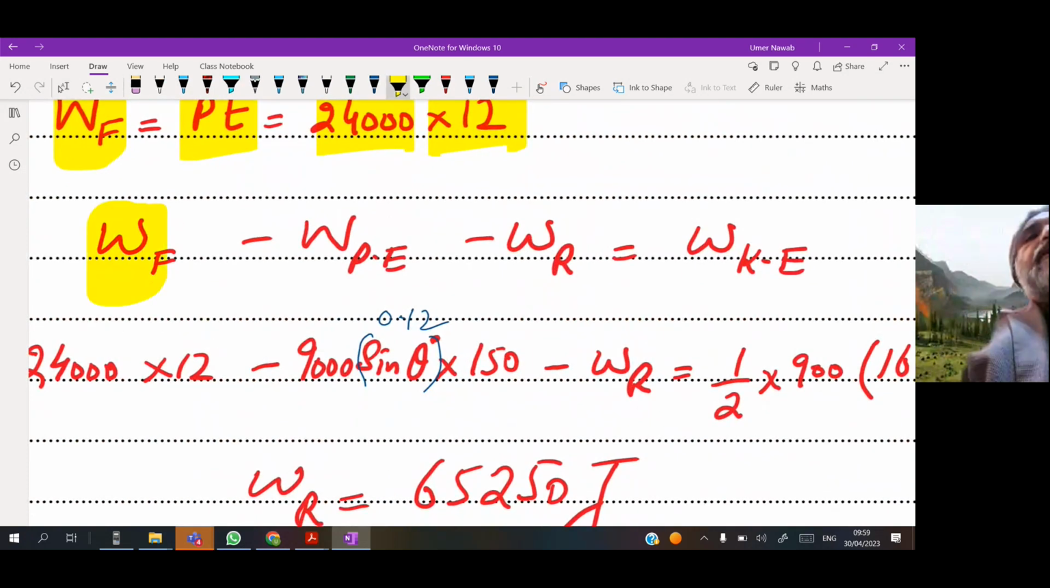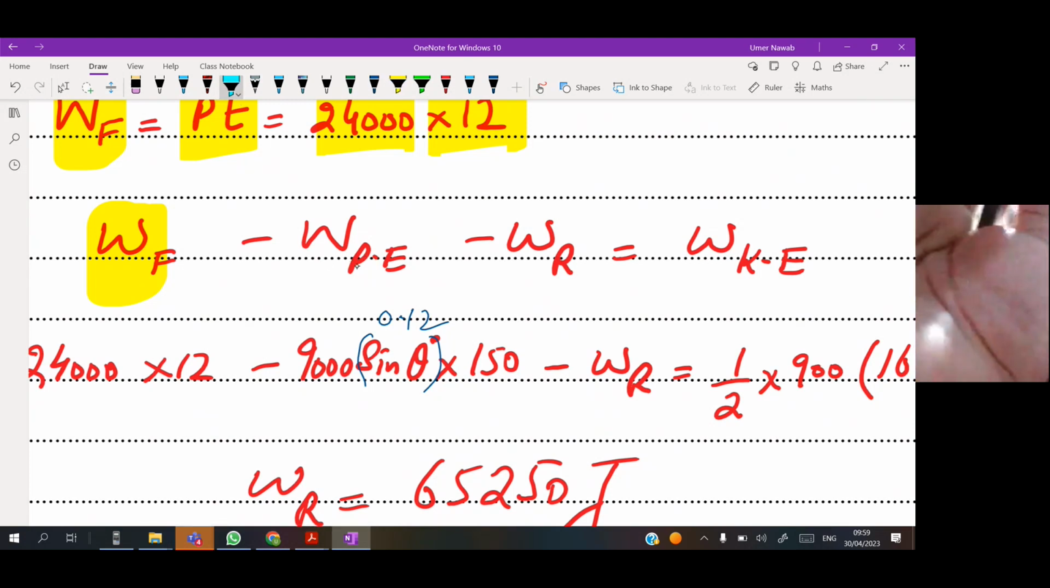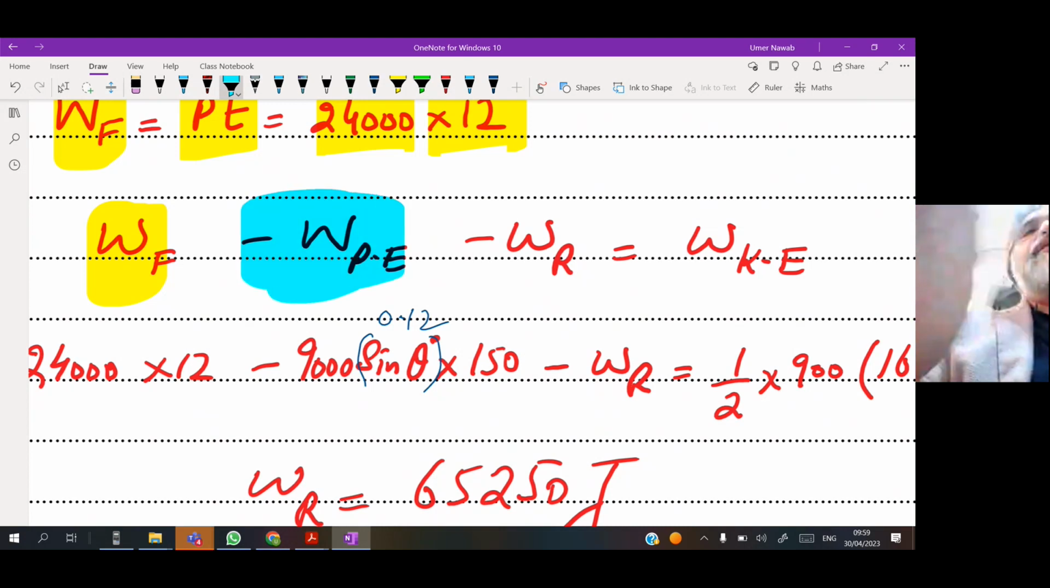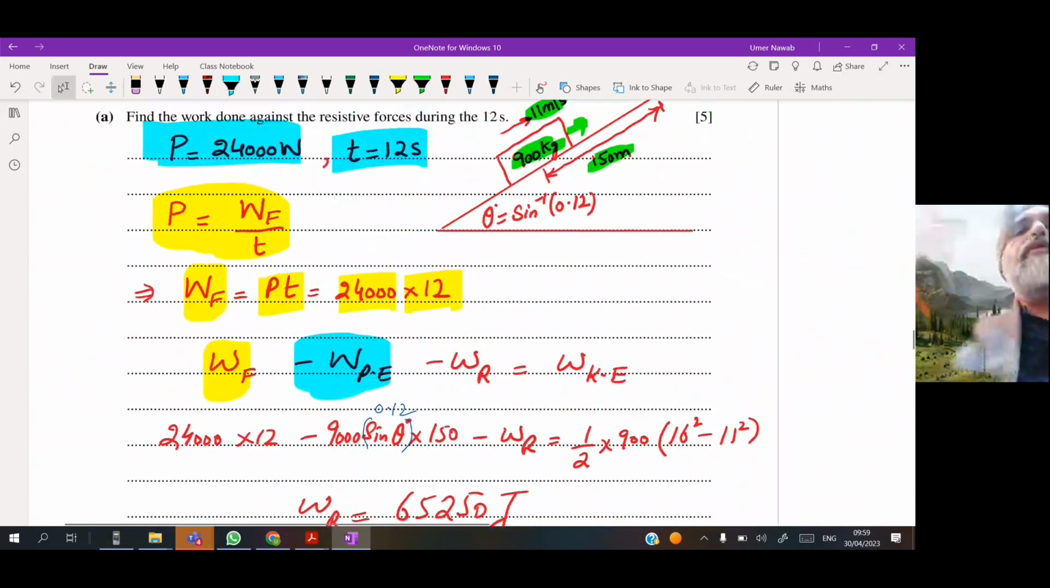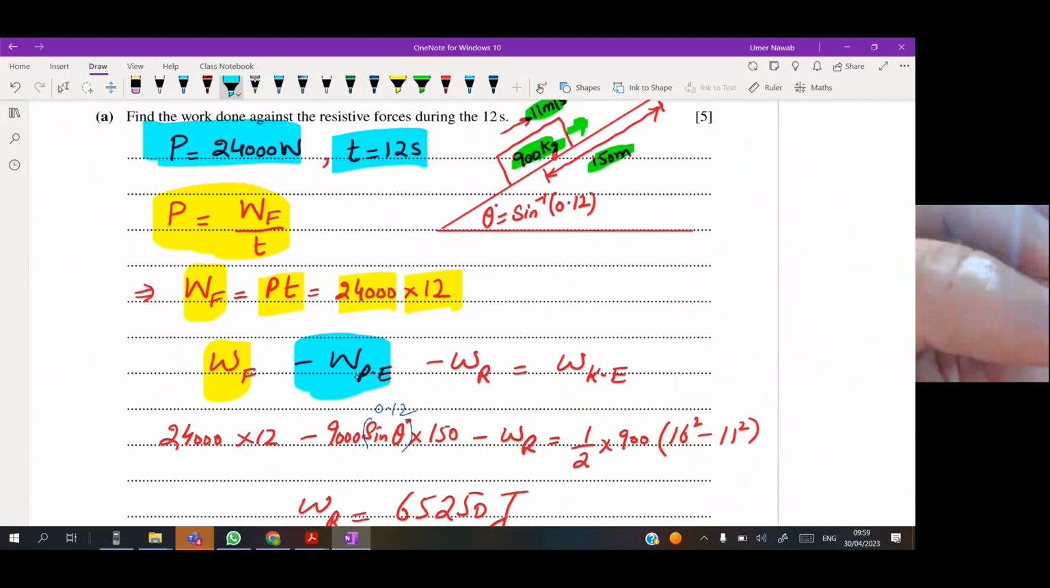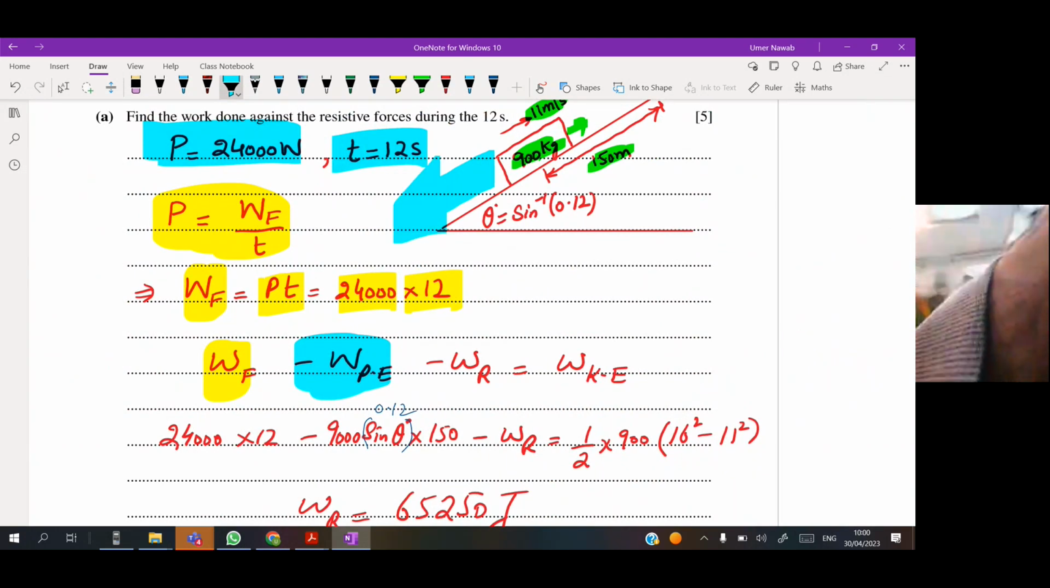What is that? Work done by the driving force, which is upward. Every time my students are asking, Mr. Omar, sometimes you write plus WP and sometimes you write minus WP. Man, weight is downward. Your force is upward. So now if it is downward, your force is upward. Now I'm going to write a negative sign here. It's the weight is downward.